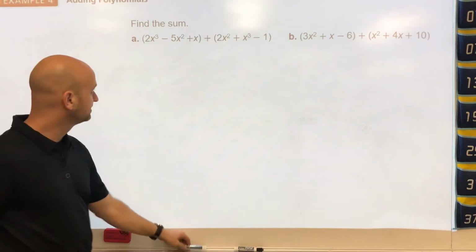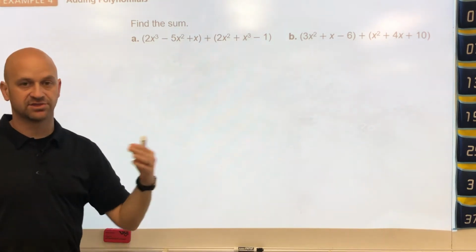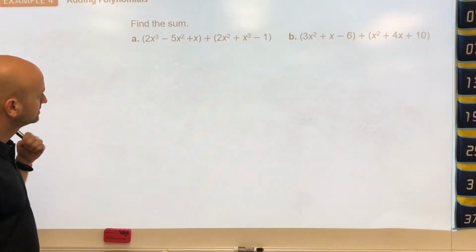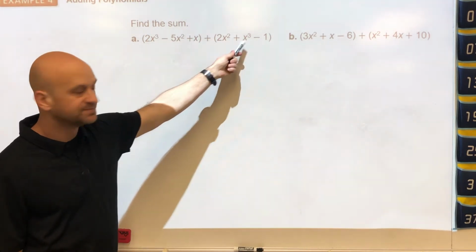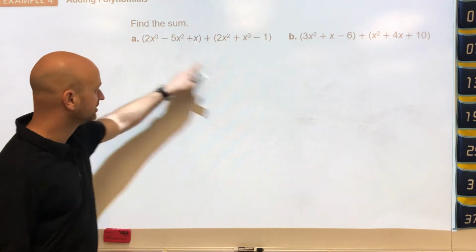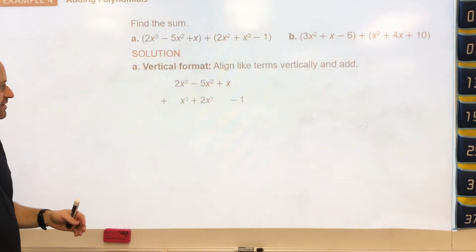So we want to find, in this case, we have 2x to the thirds, right? 2x to the thirds. Where else do we see x to the thirds? Well, we see 1 right there, and there's 1 here. So we have 2 here plus 1 there, and that gives us a total of 3, okay?